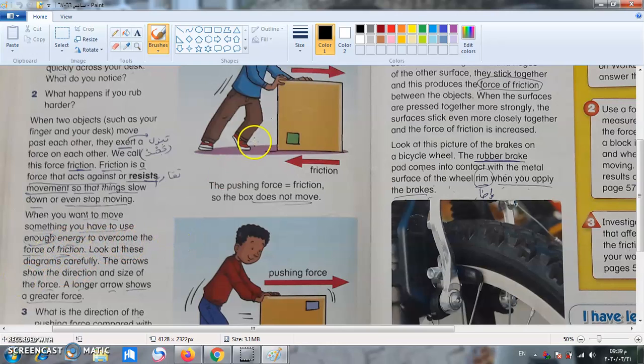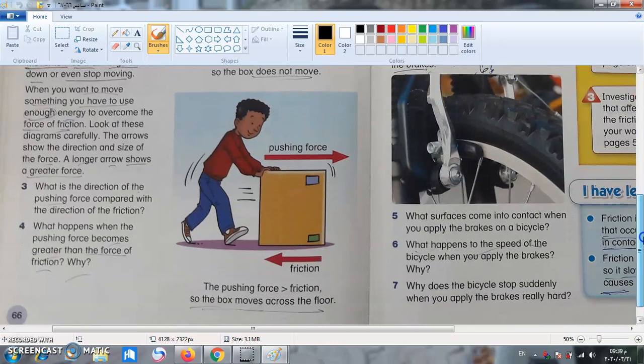Look at these diagrams, the first one as we said, and the second one. What can you notice in the second picture? We notice that the pushing force is greater. The arrow here is greater than the other arrow, the friction. It's more than the friction. So when the pushing force is greater than friction, the box moves across the floor. We can move it easily, okay?